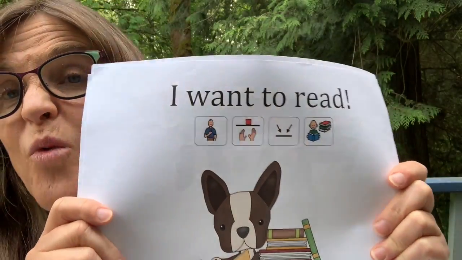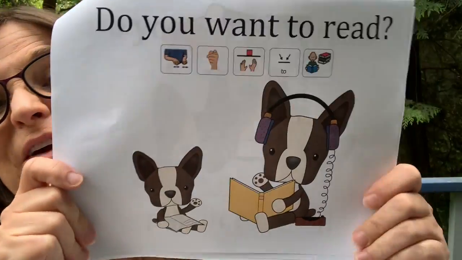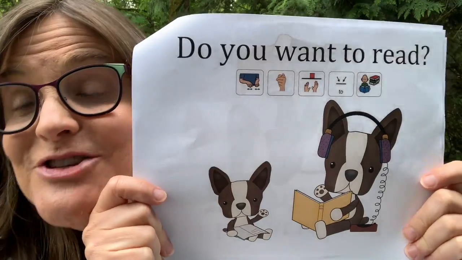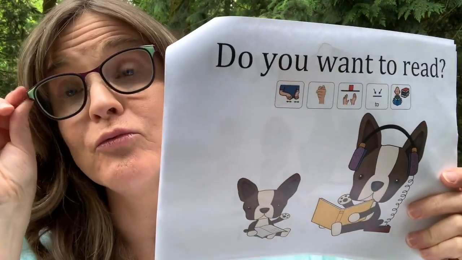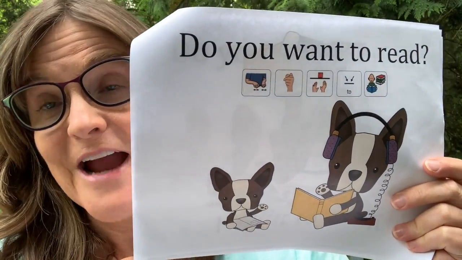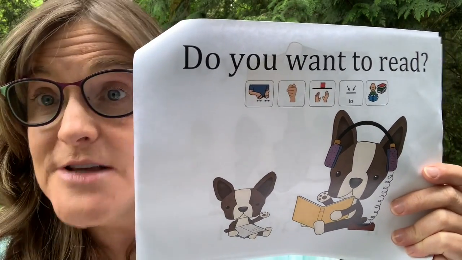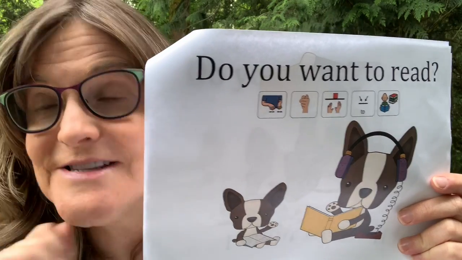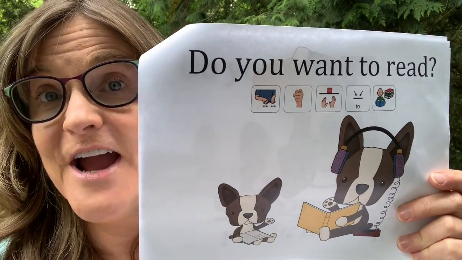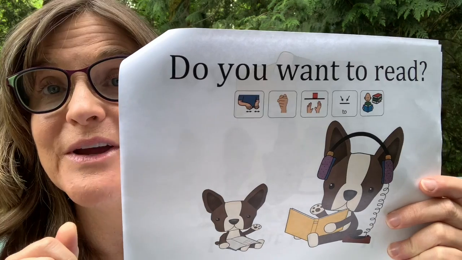Says, I want to read. Here's my friend with their headphones. I bet they're listening to their favorite song. You know, a great song to practice want is I Want It Now by Queen. That is a great song. You can hear want lots of times, and you can find it on your AAC device every time you hear it.